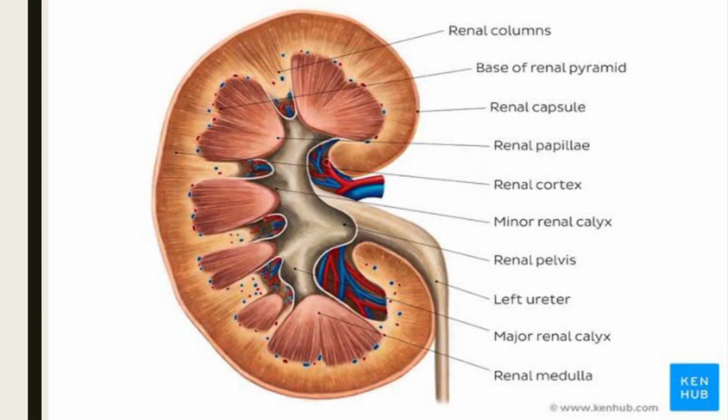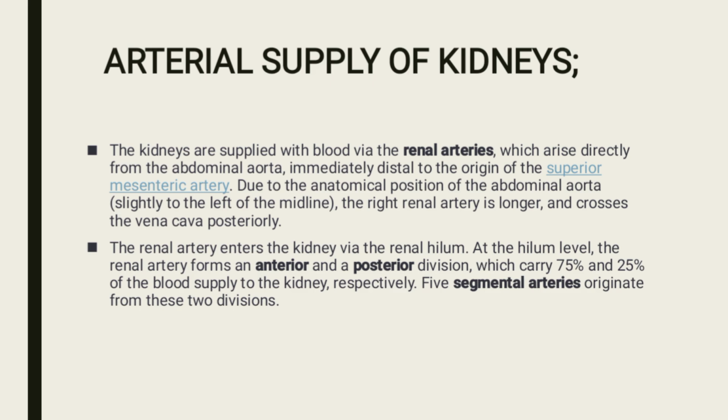And here it is, the detailed inner structures of the kidneys are illustrated in this picture, which is showing the renal columns, base of the renal pyramids, renal capsule, renal papilla, renal cortex, minor renal calyces, and then major renal calyces, which join to form the renal pelvis and drain into the ureter. And then there is the inner structure, that is the renal medulla. The outer covering, basically the outer portion of the kidneys, is the renal cortex and the inner portion is the renal medulla.